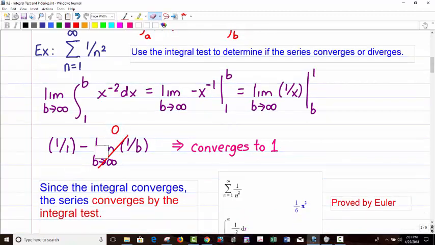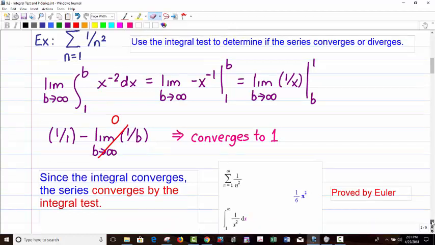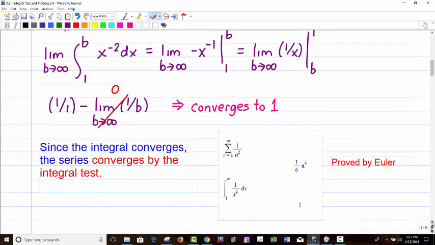Now we only have to put the limit here for the b part. When you plug the number in, you just plug it in. So it's 1 over 1, but the limit goes here. Limit as b goes to infinity of 1 over b. That's clearly going to go to 0. So the integral converges to 1. We don't need the value 1 that much, but it has to converge to some value. So it converges. So that means since the integral converges, the series converges by the integral test.